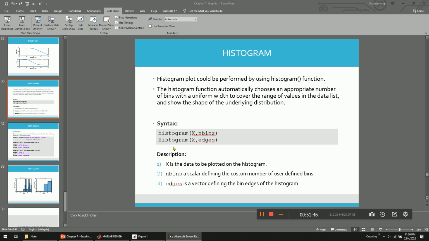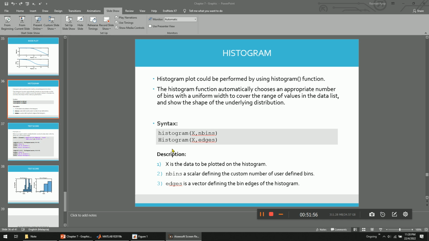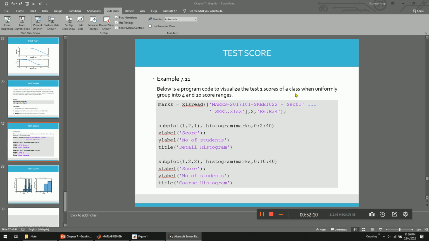Okay, but if you want to set it as 0, 10, 20, 30, 40, you use capital letter Hist, histogram, and you write the vector that defines the edges. So you can choose two types of histogram. You can see here an example, a test score. The program code below visualizes the test score class with uniform groups into 4 categories and a 20 score range.